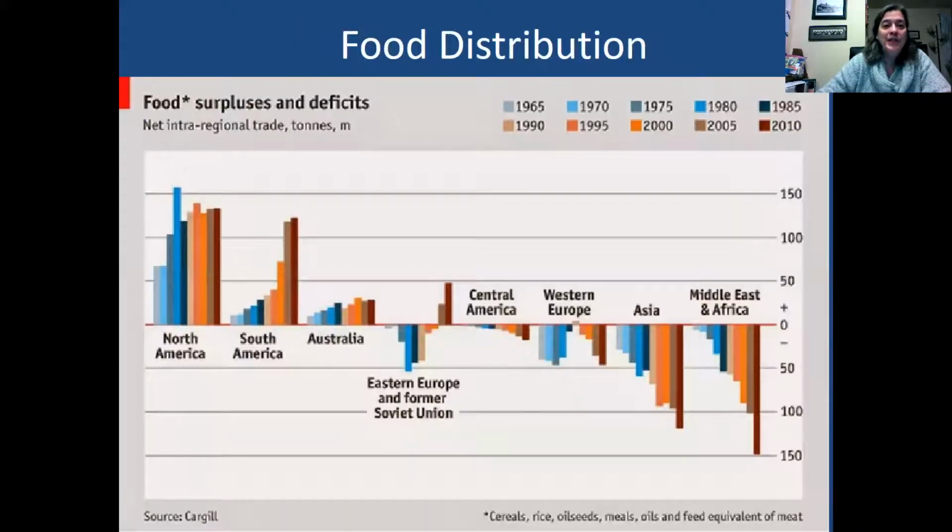So food distribution, if you look at surpluses and deficits, we're on the surplus side over here. You can see the countries, Middle East and Africa, Asia on the deficit side.